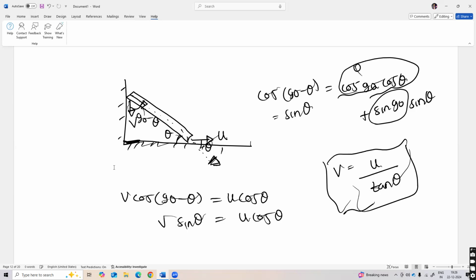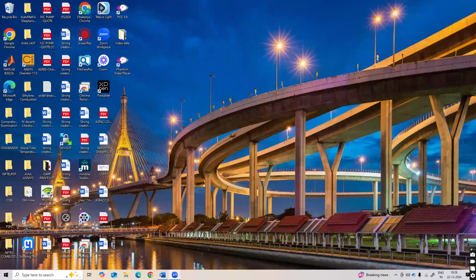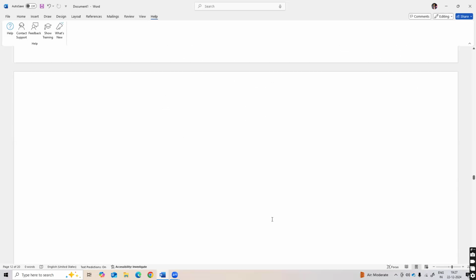Okay, any doubt in this one, like how we have found the relation between u and v? Basically you should know that the velocity across the length of the rod, or across the length of the rope, is constant, so we just try to match it. Okay, we'll see some examples.